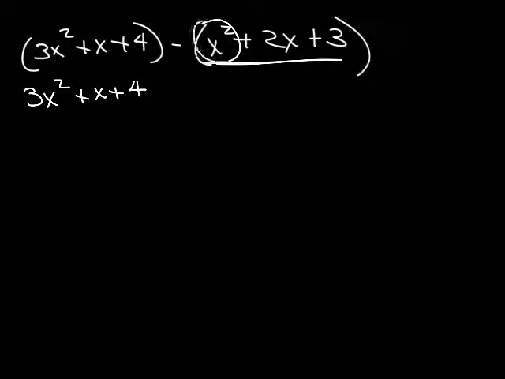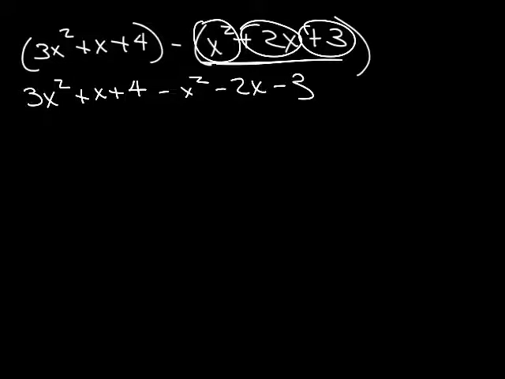So this one here is a regular x squared, so we're going to change it into a negative x squared. This one's a plus, so we're going to change it to a minus. And this one's a plus, so we're going to change it to a minus. That is all you have to do. And now we just combine our like terms here, and we're done.